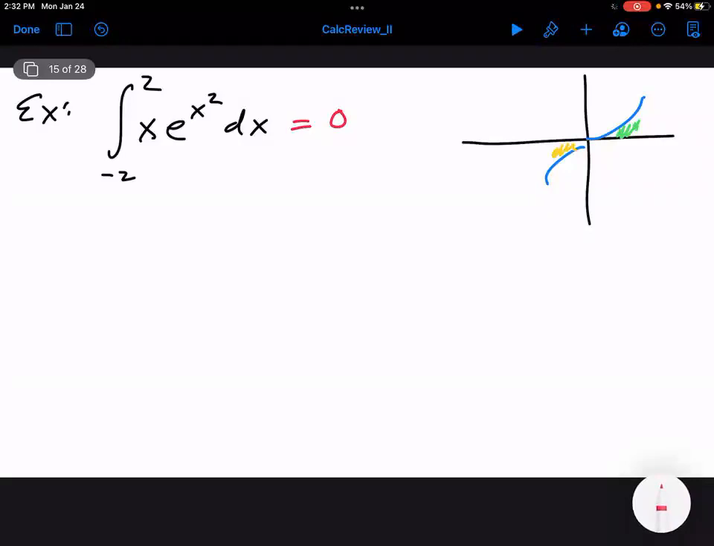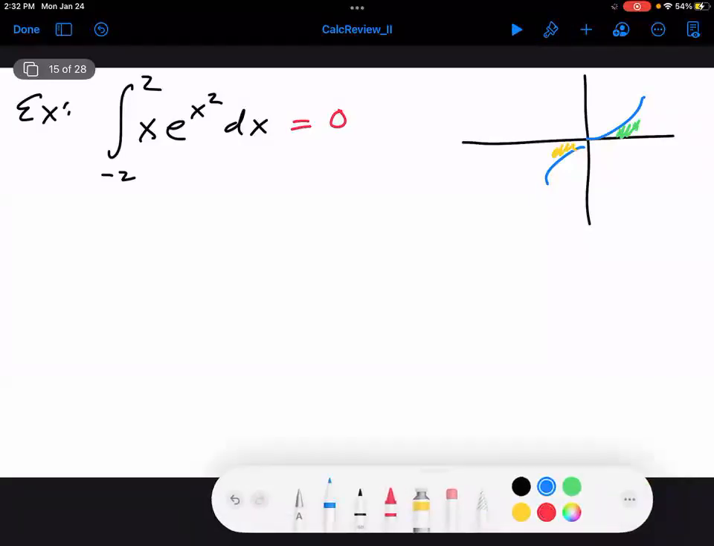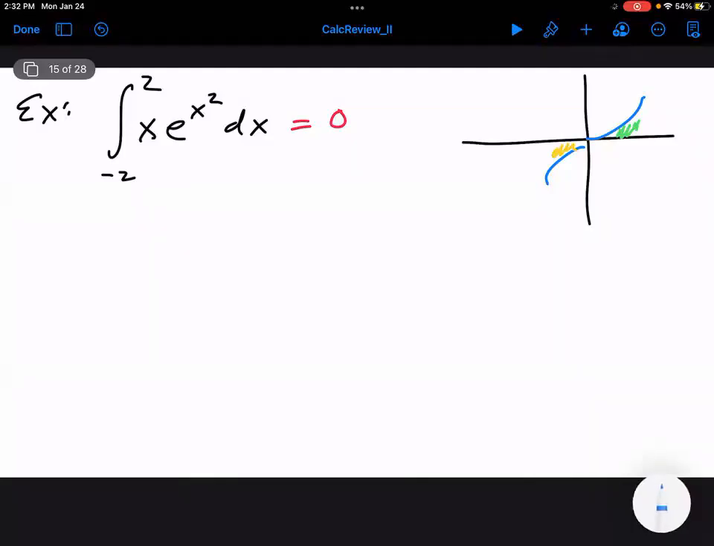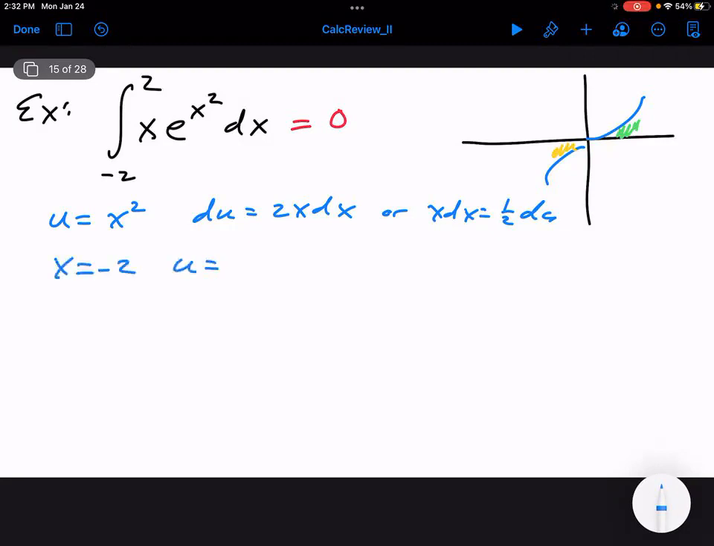Let's do it by u substitution. So when we look at this, we think, oh, we have e to the x squared. If we let u equal x squared, then du would be 2x dx. Or x dx is 1/2 du. Well, we actually have an x dx. When x equals -2, what does u equal?